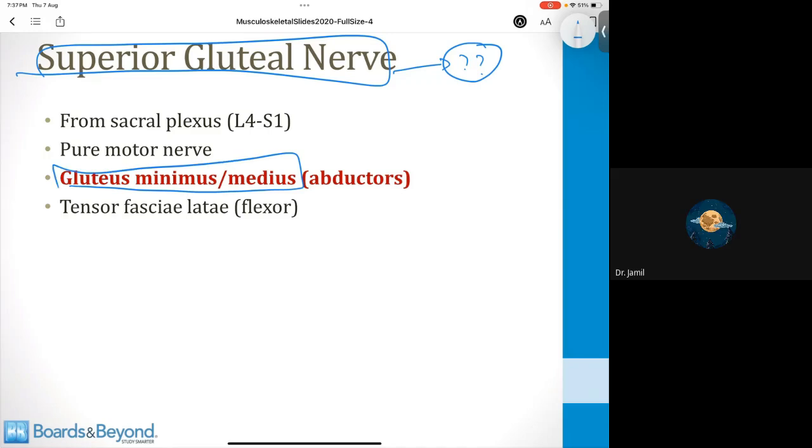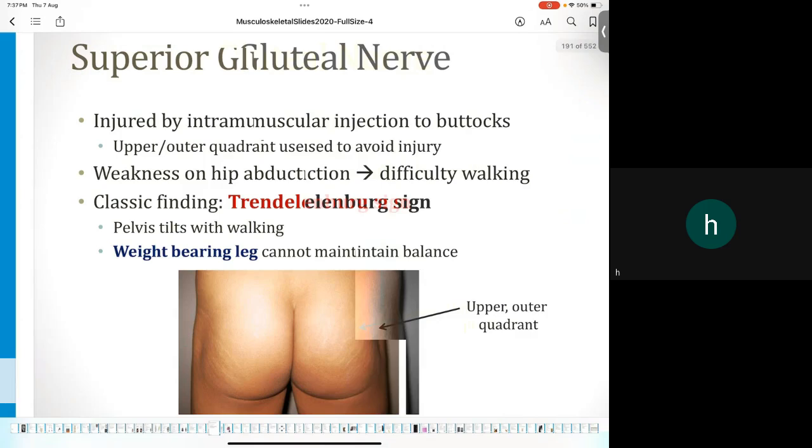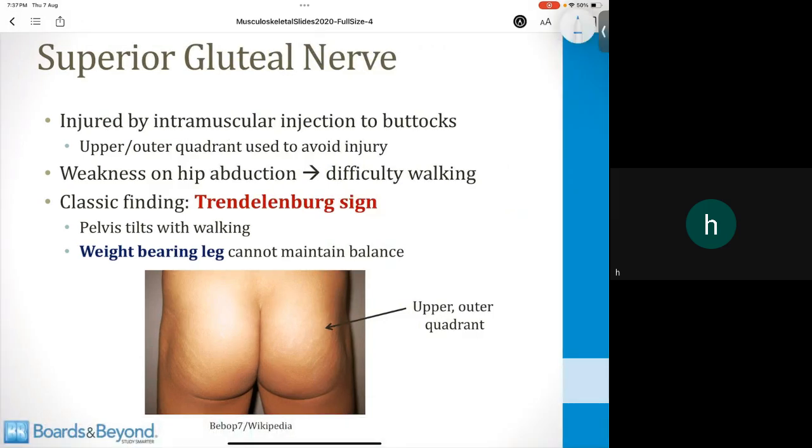Yes, the superior gluteal nerve supplies gluteus minimus and medius, and the inferior gluteal nerve supplies the maximus, right? The inferior gluteal nerve supplies your gluteus maximus, while your superior gluteal nerve supplies your medius and minimus. That's really important to know.